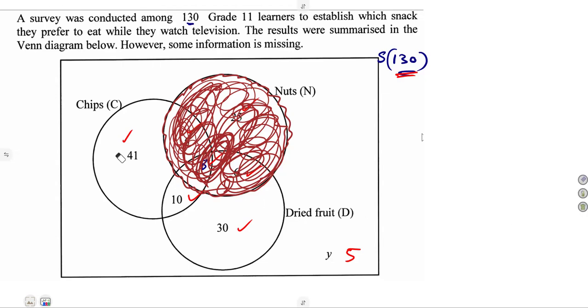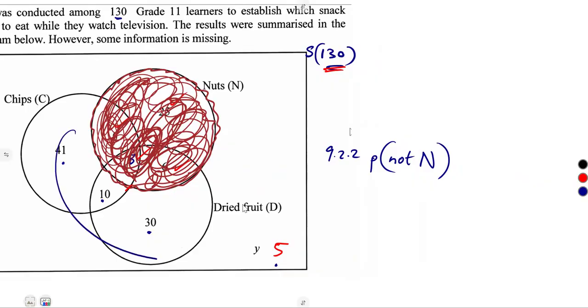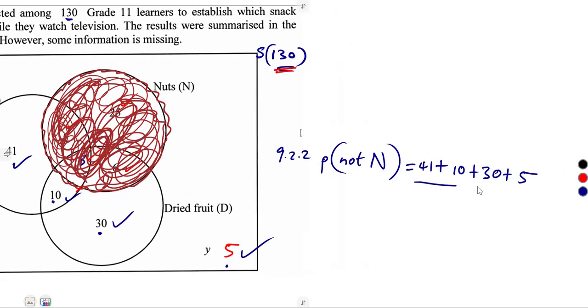So we're going to take everything that we see which is left outside. So there's a 41, a 10, a 30, and a 5. So know the exact position that you're talking about. It's just like probability of not N, because what is not in N are these ones. So let's take this one. There is 41, there is a 10, there is a 30, there is a 5. All right. Everything over what? The total of 130. Just like that.